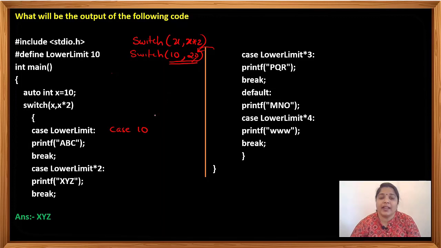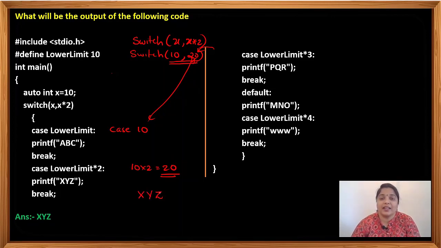Switch 20 and 10. 20 and 10 don't match. So it doesn't work. Again, next case statement. What is the next case statement? Lower limit into 2. Lower limit is 10. 10 into 2 is 20. So, case 20. A perfect match. Correct? Switch 20 and case 20. It matches. So, your output would be X, Y and Z.